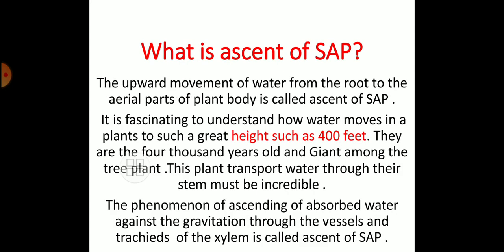Now, what is ascent of sap? Definition you will have to keep in mind. Ascent means upward. The upward movement of water from the root to the aerial parts of the plant body is called ascent of sap.